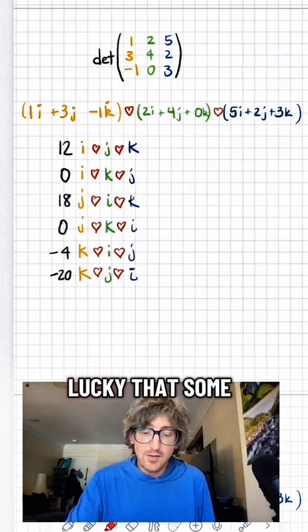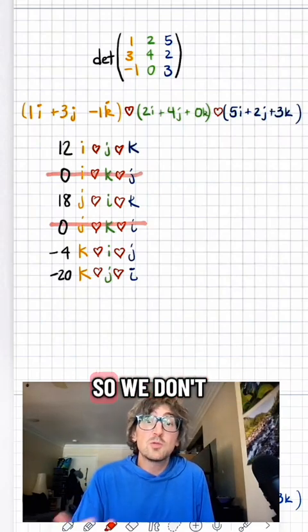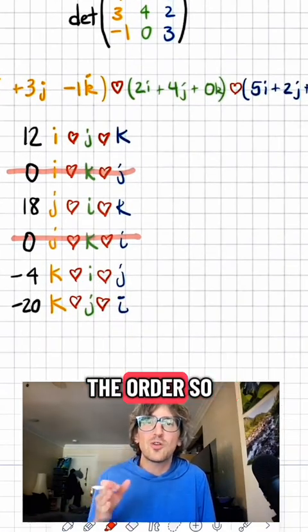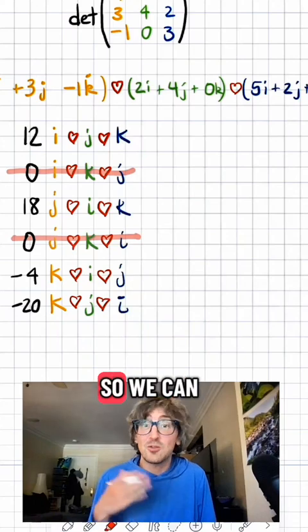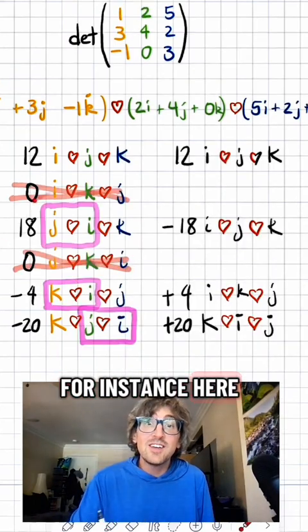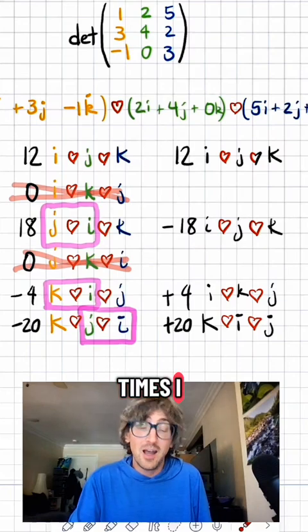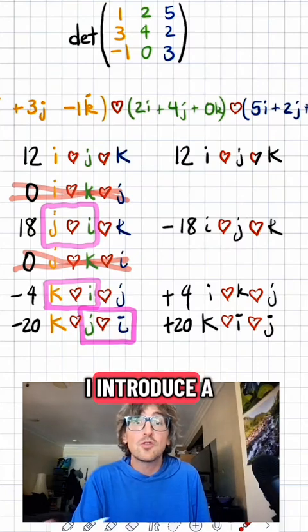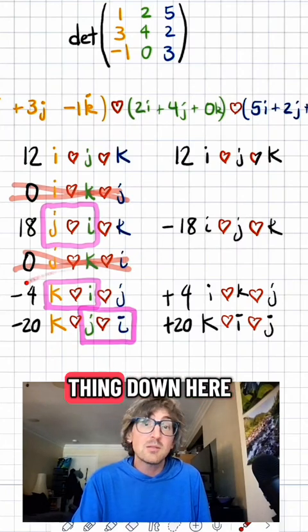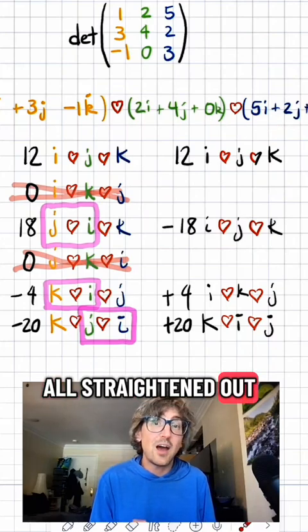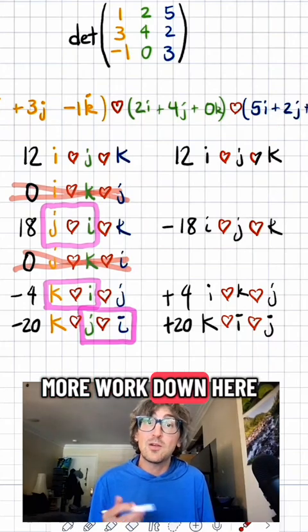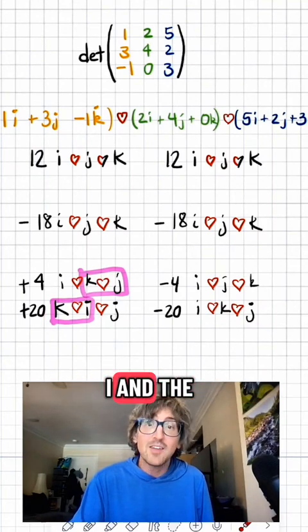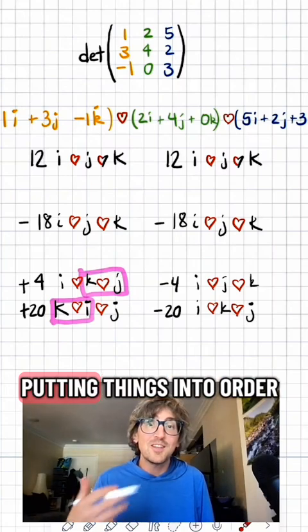Now we got lucky that some of our coefficients were 0, so we don't need to write those down, but all the other ones we need to readjust the order so that they're all i, j, k, so we can combine like terms. For instance, here I've got j times i, and I want to switch it over to i times j. Anytime I switch the order, I introduce a minus sign. I did the same thing down here. These guys are all straightened out, but I still need a bit more work down here. Continuing that work, I can swap the j and the k here, and maybe the i and the k here, and slowly I'm putting things into order.